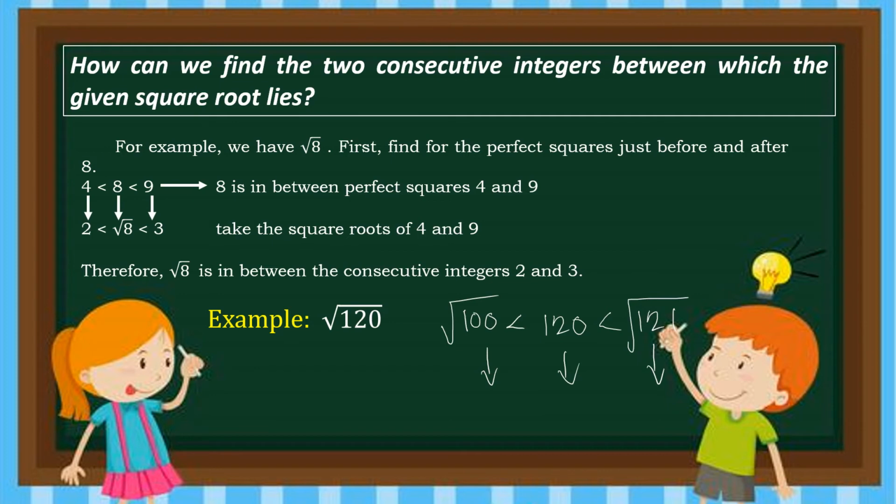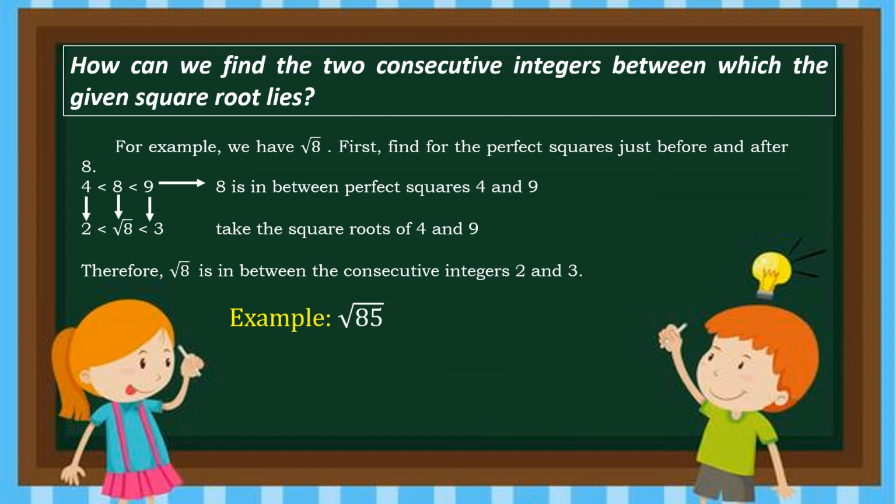The square root of 100 is 10. Okay, that would be 10 is less than the square root of 120. And the square root of 120 is lesser than the square root of 121, which is 11. Okay, so we can find the square root of 120 between 10 and 11. So, doon natin siya matatagpuan. Okay? So, subukan pa natin yung iba pang mga examples.